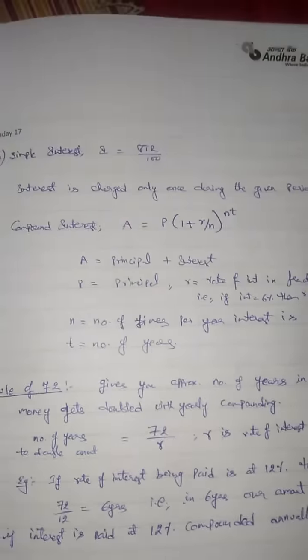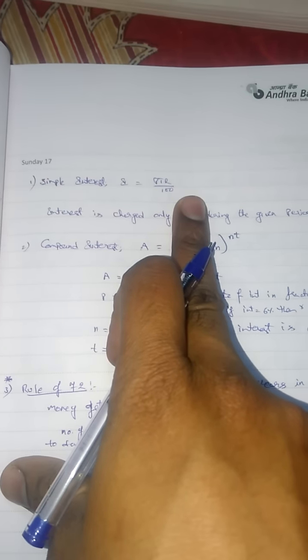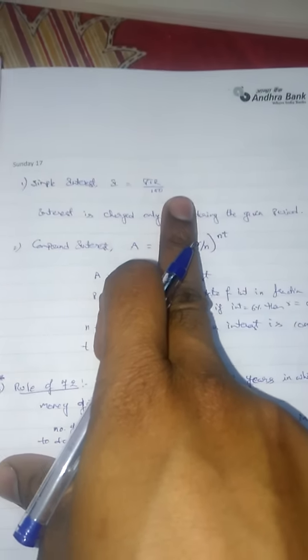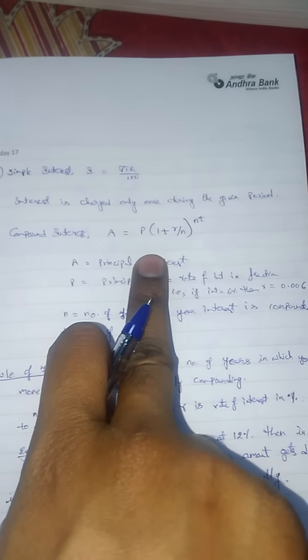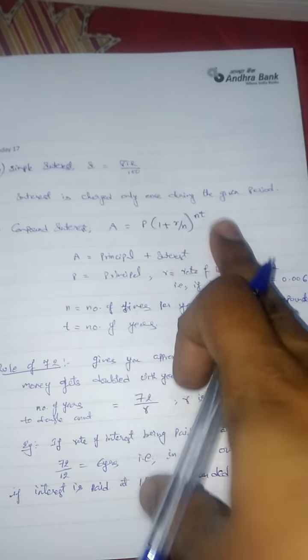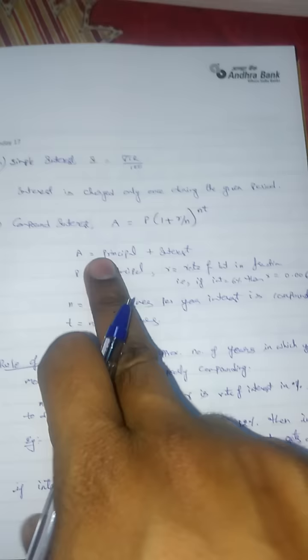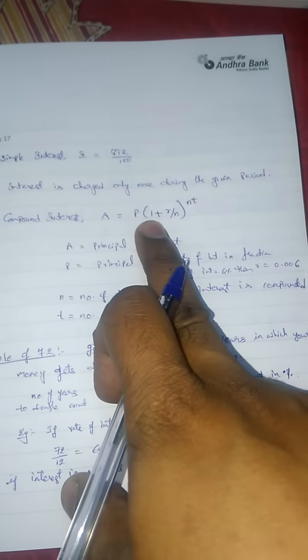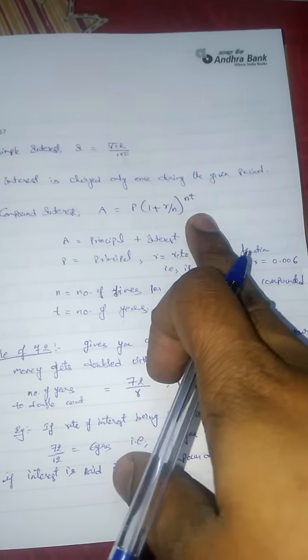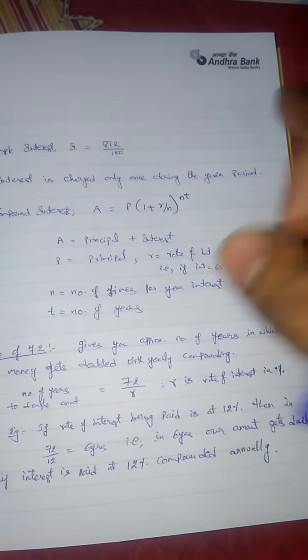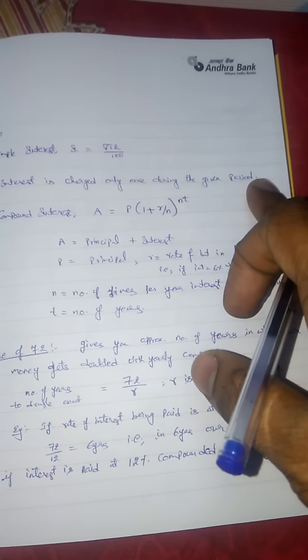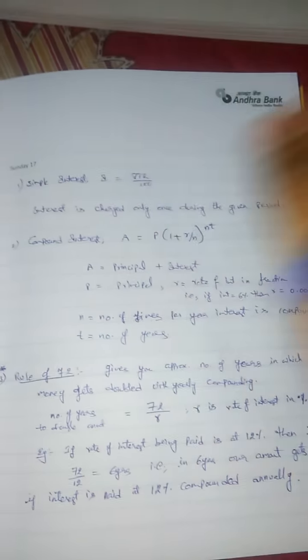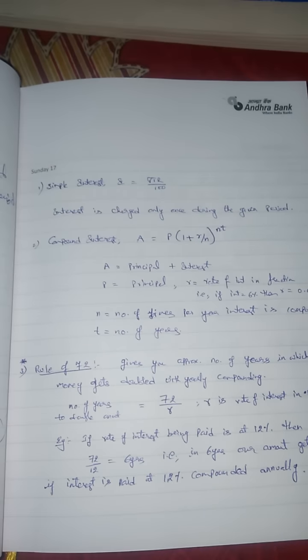So coming to the formula, I is equal to PTR by 100 is simple interest. For calculation of compound interest, we have a formula that is A is equal to P into (1 plus R by N) whole to the power of NT. A is principal plus interest and P is the principal. R is the rate at which we borrowed and N is the number of times in a year we compounded. T is the total number of years, that is, the total time period in years.